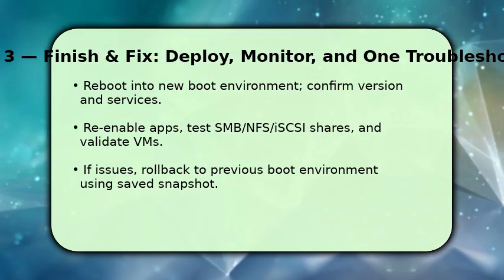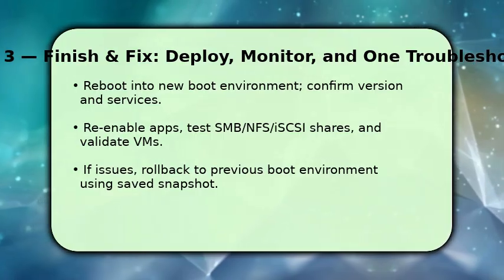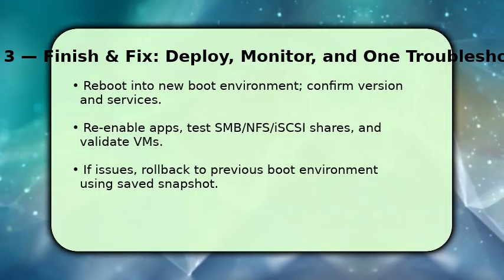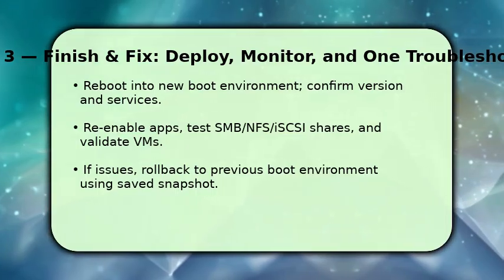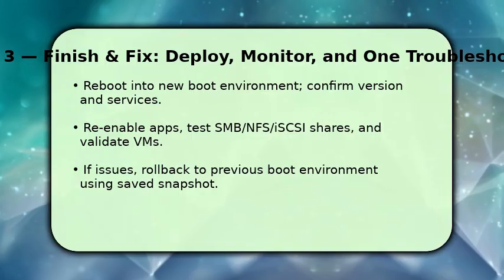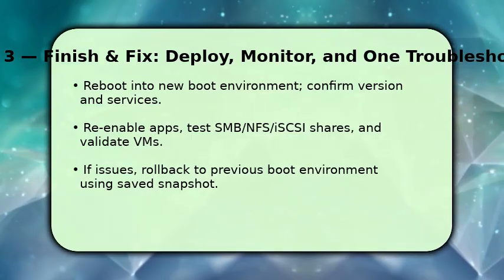If the system fails to boot or services break, use the boot menu to select the prior environment and restore from the snapshots you made. This rollback is the fastest way to recover production.